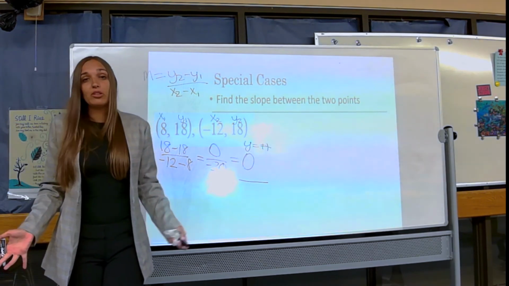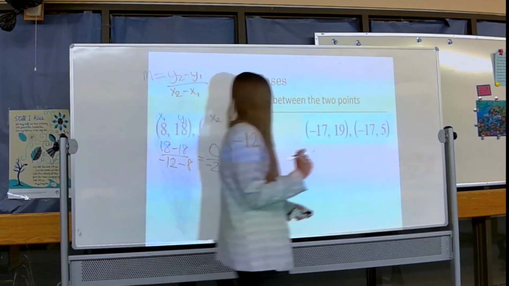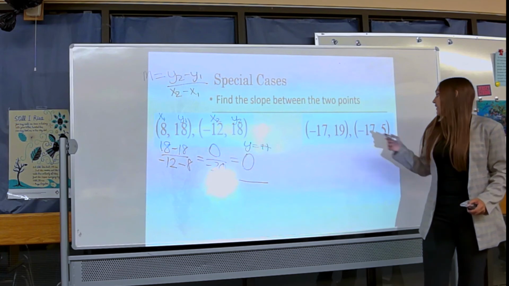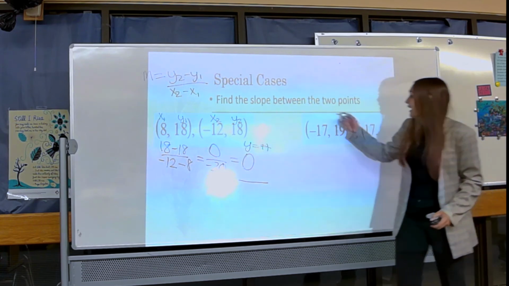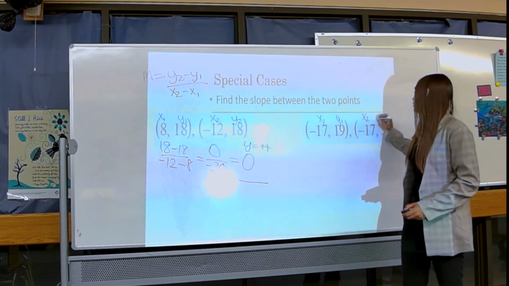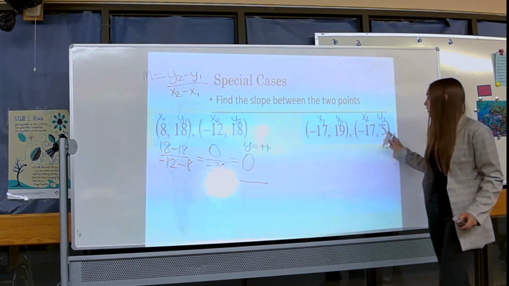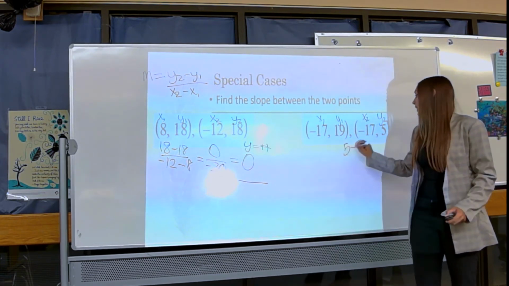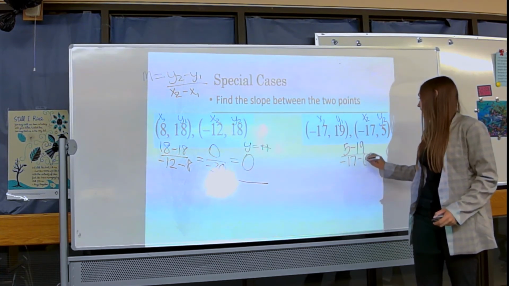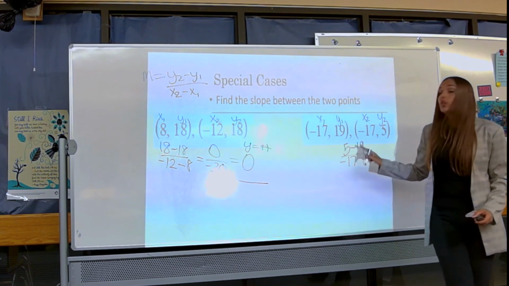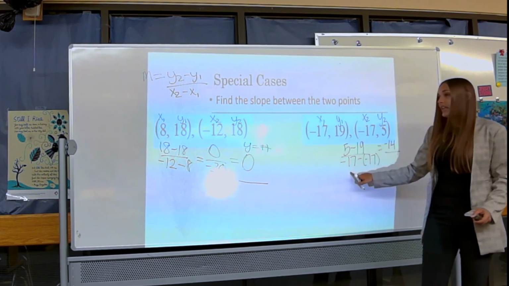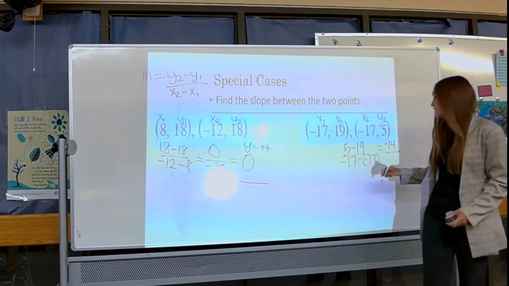Let's take a look at another special case and see what's going on over here. So we have negative 17, 19, negative 17 and 5, x1, y1, x2, y2. So we have 5 minus 19 divided by negative 17 minus a negative 17. So 5 minus 19 is negative 14, divided by negative 17 minus a negative 17, which gives me a 0.